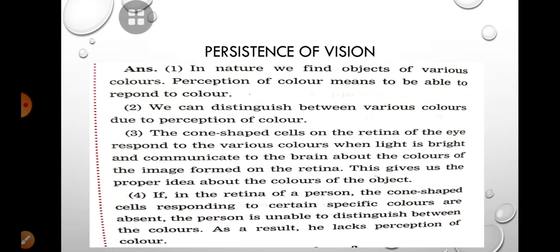If in the retina of a person, the cone-shaped cells responding to certain specific colors are absent, the person is unable to distinguish between the colors. As a result, he lacks perception of colors.